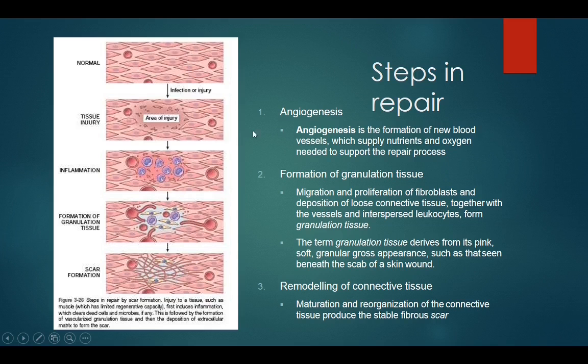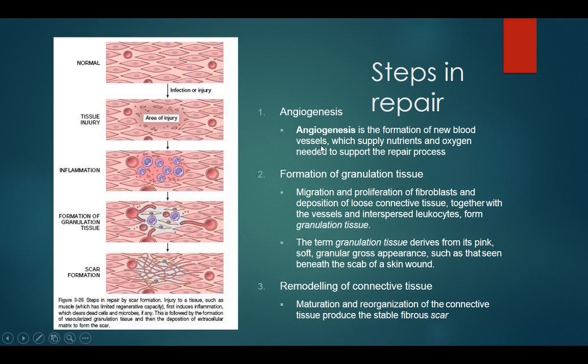What are the steps in repair? There is a normal tissue, and there is infection or any injury in the area. So it will lead to inflammation and formation of granulation tissue. Then there will be fibroblast proliferation, and then it leads to scar formation. Angiogenesis is the formation of new blood vessels. So what is actually angiogenesis?